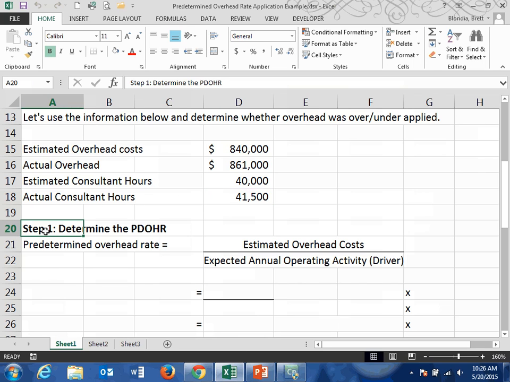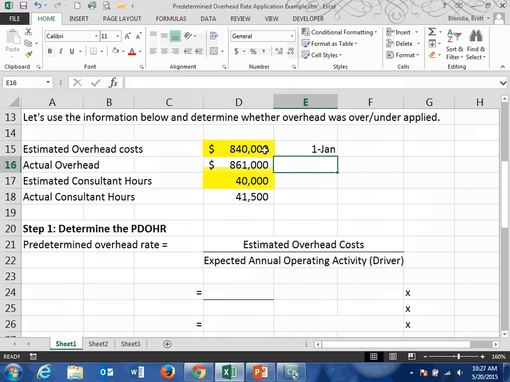So step 1 is determine the predetermined overhead rate. When I do this, I know that I am using my estimated figures. So I grab my estimated overhead and I grab my estimated consultant hours. So 840,000 divided by 40,000 is going to give me my predetermined overhead rate. I do this right at the start of the year. So if this was a calendar year, I'm going to do this on January 1st. I'm going to come up with this rate and then I'm going to use it for every job that I do throughout the course of the year.